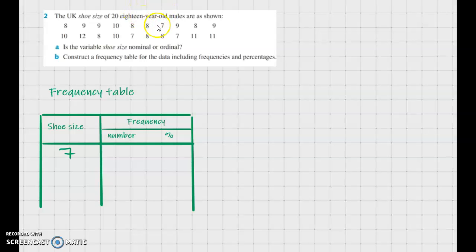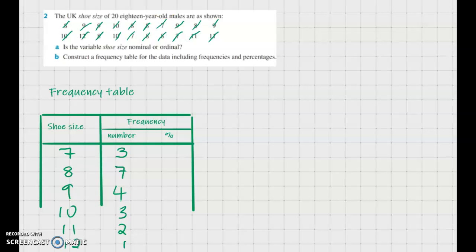Okay, and we have got 1, 2, 3 7s. So I'm going to write 3 here. Okay, the next size up is an 8. And we've got 1, 2, 3, 4, 5, 6, 7 8s. Next size is 9. So let's put that there. We've got 1, 2, 3, 4 of those. Then 10, we've got 1, 2, 3 of those. 11, got 2. And 12, we have got 1.